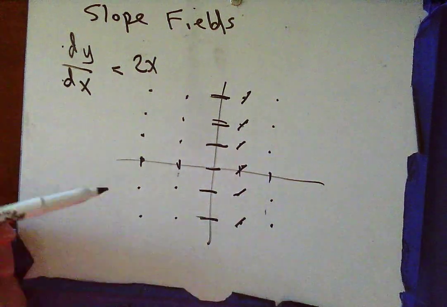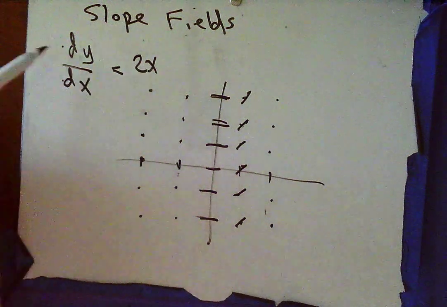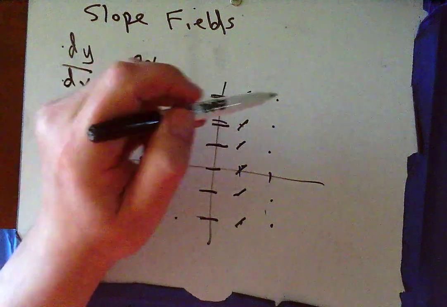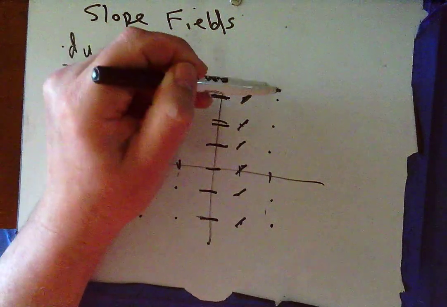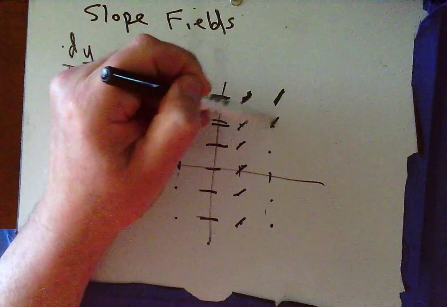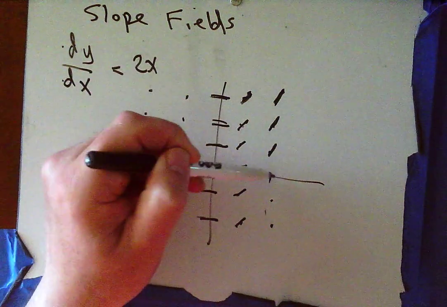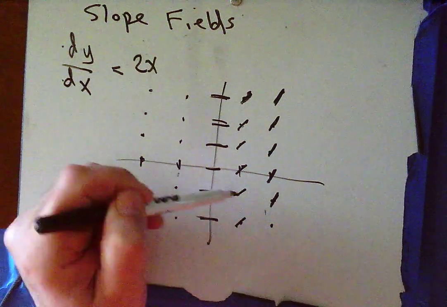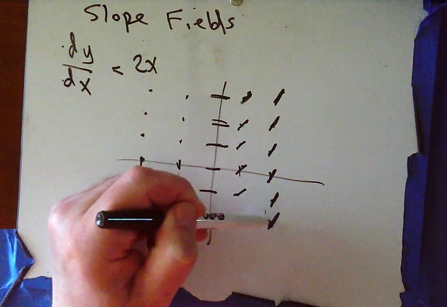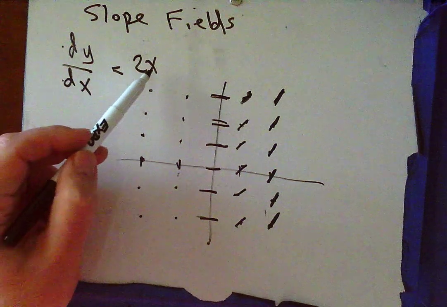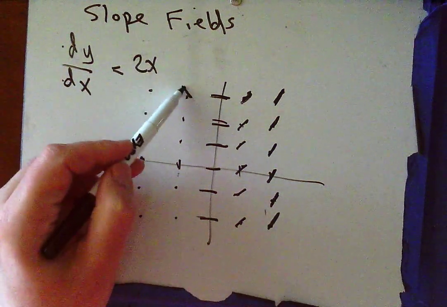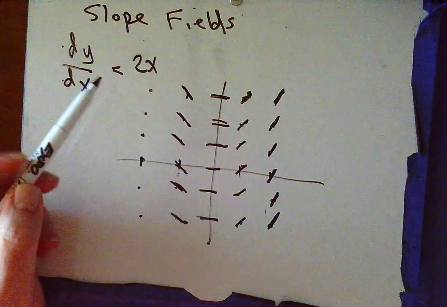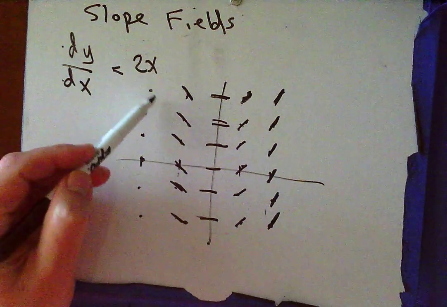And if I go out to x equals 2, well, 2 times 2 is 4, so dy dx, the slope on y, is equal to 4. Now, 4 is steeper than 2. And really, we're just looking for a comparative here. I just want slopes to be steeper here than they are here. Okay? What happens if I plug in a negative 1? I get negative 2. And what happens if I plug in negative 2? I have negative 4.